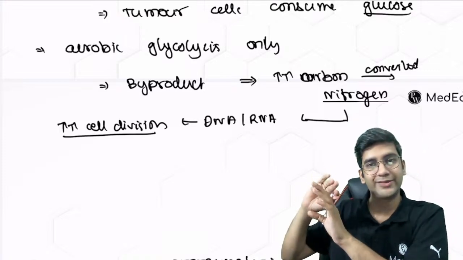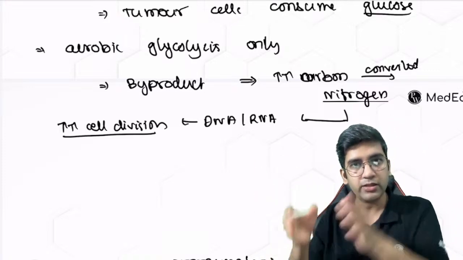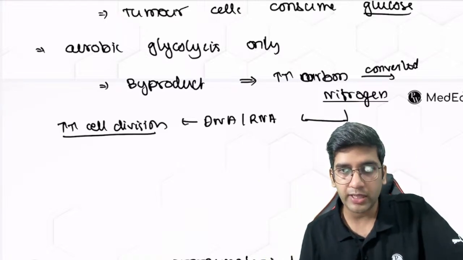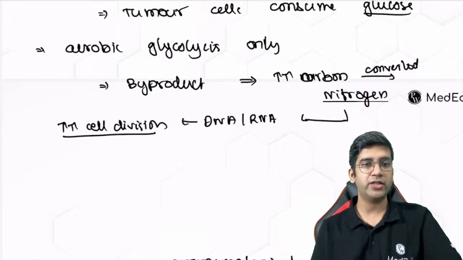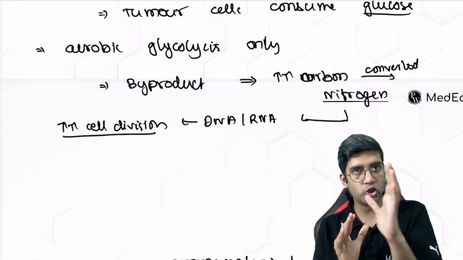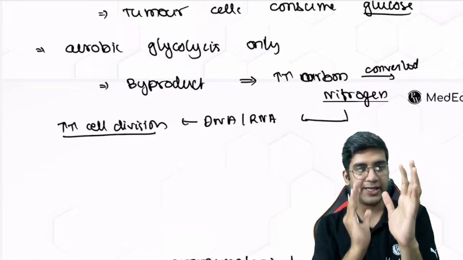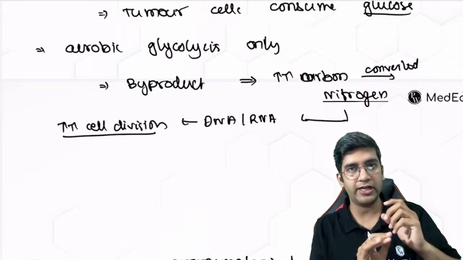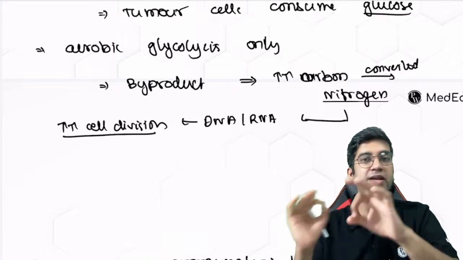For time's sake, I am writing it horizontally, but you can go vertically so that it can occupy a good amount of space. Fine. So this is what Warburg's effect is about. It takes glucose, stops at aerobic glycolysis, takes the carbon, pushes it to nitrogen, produces more DNA and RNA, which results in more cell division. That's the base of it, right?